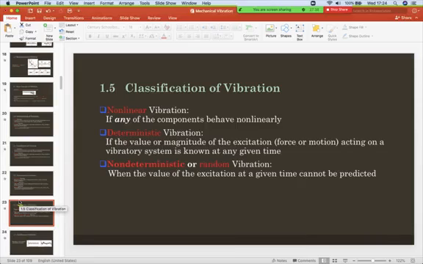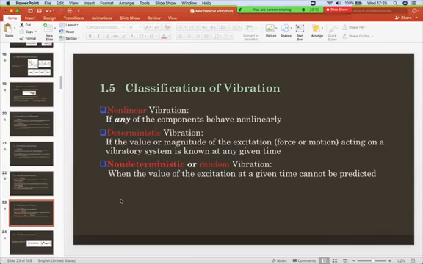If the value or magnitude of the excitation, force or motion acting on a vibrator is known at any given time, that is deterministic, from the word determine. You can determine the vibration, or the magnitude of excitation, which is the force or motion at any given time. So this is the process where we have to make an analysis of our vibration.